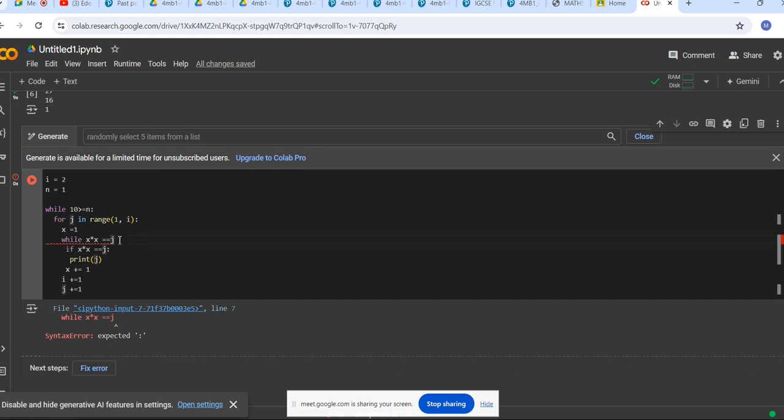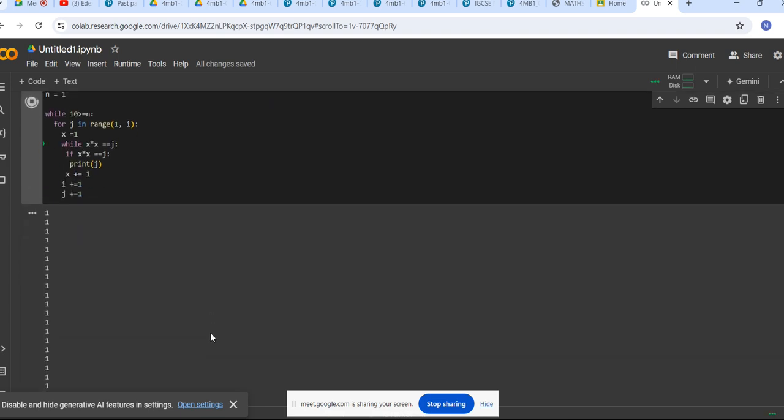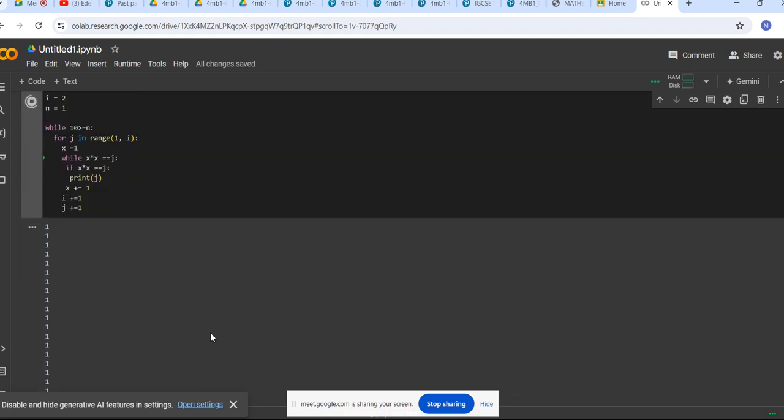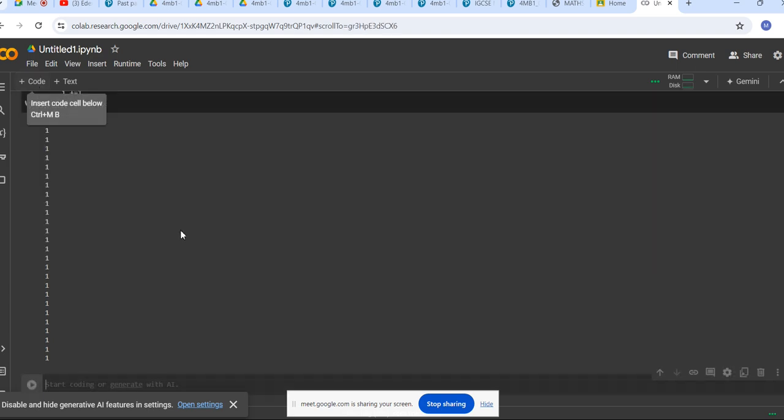Right. No. There are some problems. Every time I'm getting just 1. If this is equal, print J or else this. Or maybe I can also use, let me just use another compiler.